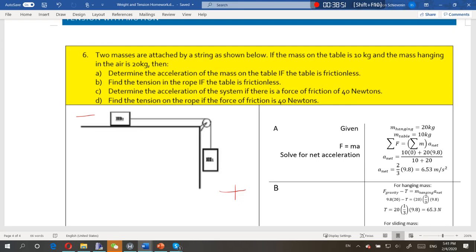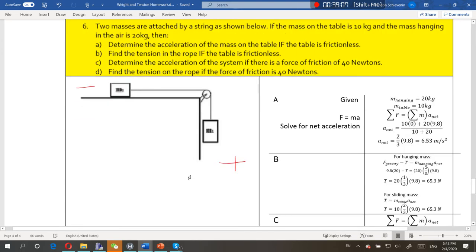Okay, there are two ways to solve B. We're looking for the tension in the rope. So let me draw out what we're looking for really quick. There's two forces acting on mass 1 here. I've got a force of gravity that is pulling down. And then I'd have to have some force that opposes gravity, right? So that force that opposes gravity would be the tension in the string.